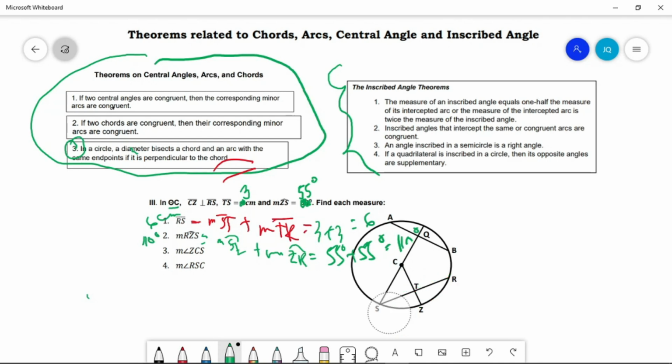Now, what is the measure of angle CZS? Remember, this is a central angle. And a central angle has the same measurement as its intercepted arc. So here this is 55 degrees, therefore the central angle is also 55 degrees. So that is 55 degrees. Now let's go to number 4.